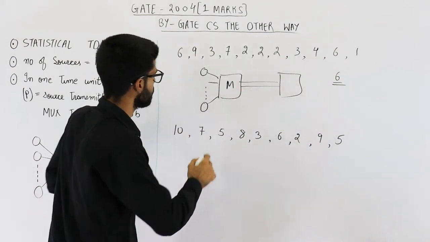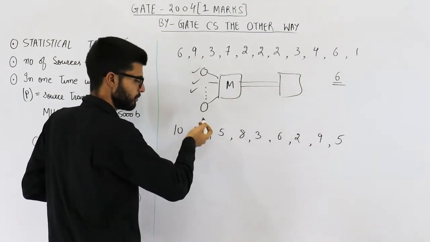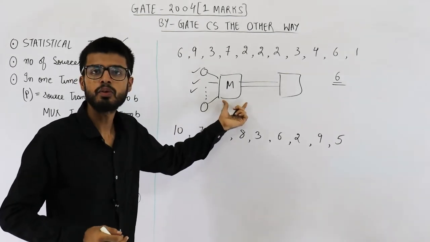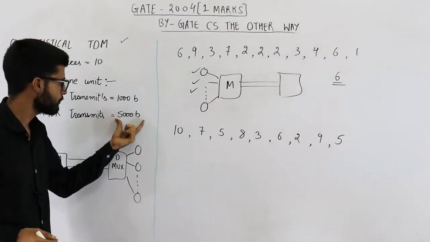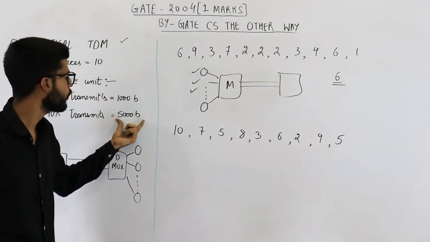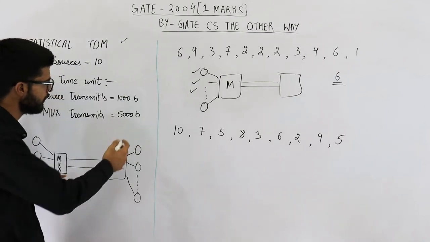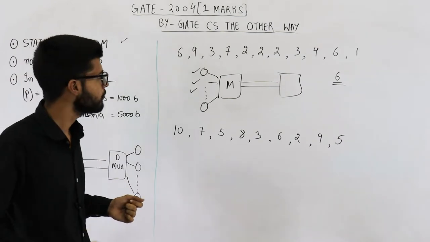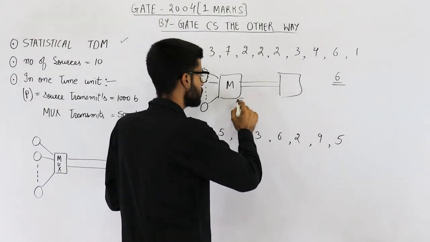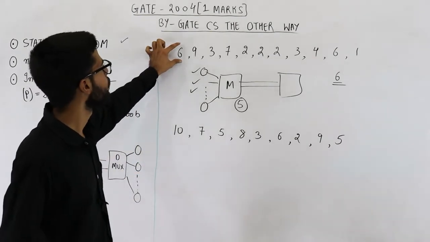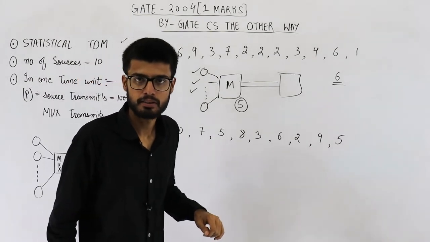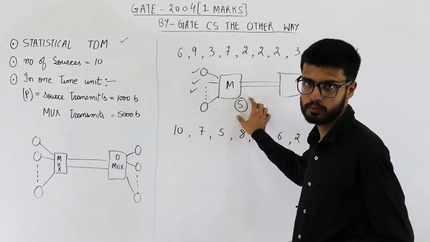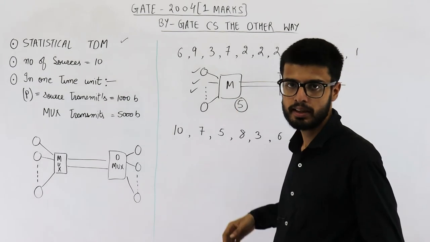So any of these 6 sources, maybe this one, this one, this one, and so on, want to send data. MUX can transfer only 5 packets because the output capacity of MUX is 5000 bits. So 5000 divided by the packet size, which is given as 1000, will be 5. That means we have reserved only 5 slots. Now in the first time unit, 6 sources want to send data. We can send data of any 5 sources. One source will be left. Adjust that source in the next time unit.